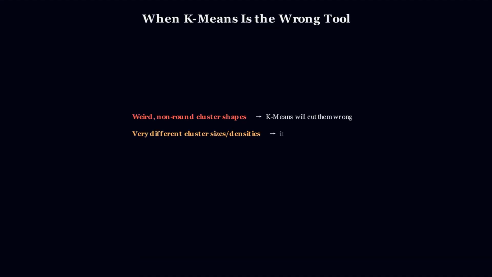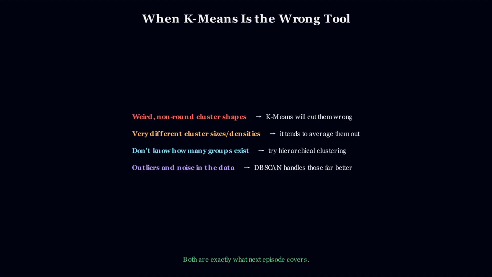So when should you not reach for K-means? Clusters with weird, non-round shapes, K-means will cut them wrong. Clusters of very different sizes or densities, it tends to average them out. Don't know how many groups exist at all? Try hierarchical clustering instead. Outliers and noise in the data, DBSCAN handles those far better. Both are exactly what next episode covers.